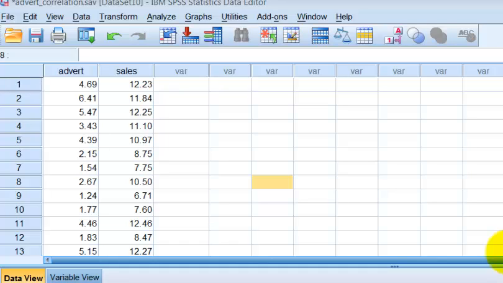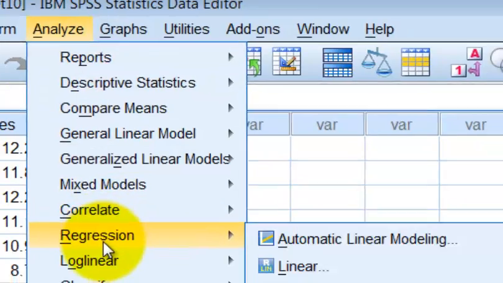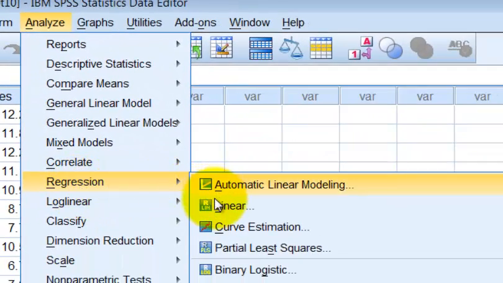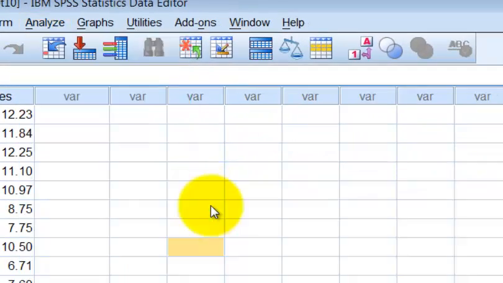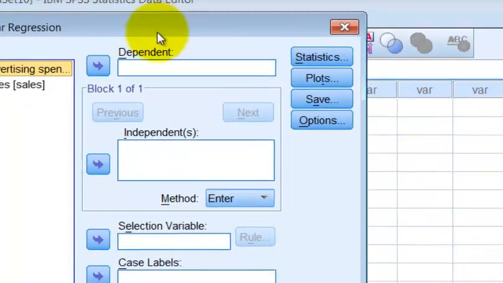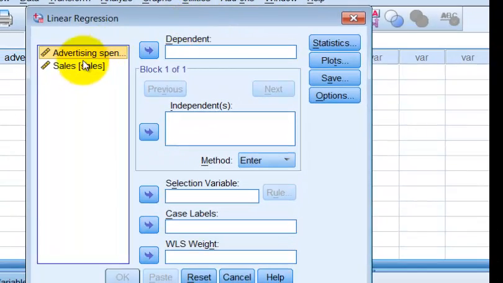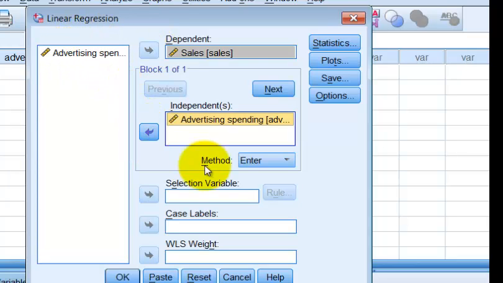All right, the problem is asking, does advertising money increase sales? So this is a causal model. So we're going to go ahead and do a simple regression on this, not a correlation. Go to Analyze, Regression, Linear. Remember, it's part of the assumptions that the data is linear. Okay, our DV is the number of sales, and we think it's the advertising that might be causing the sales.